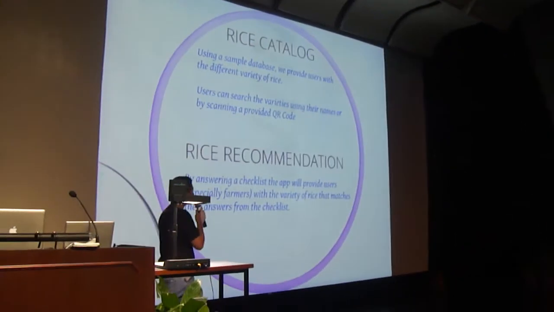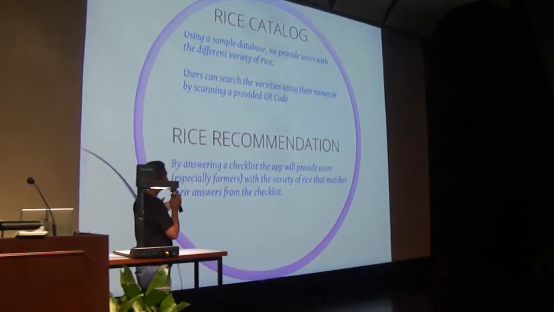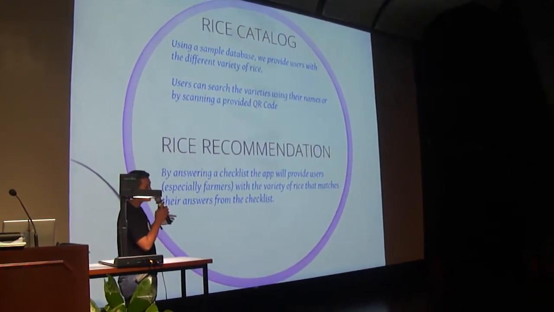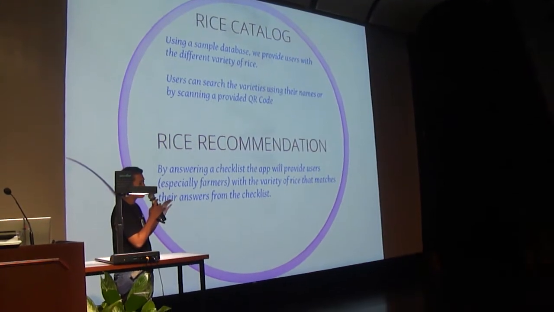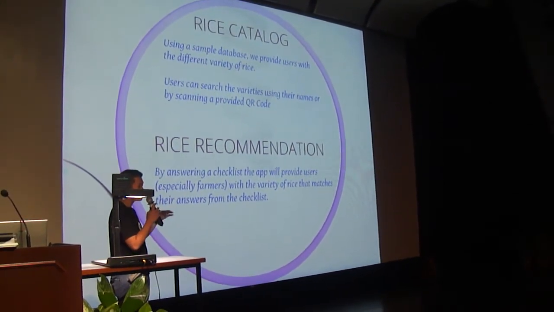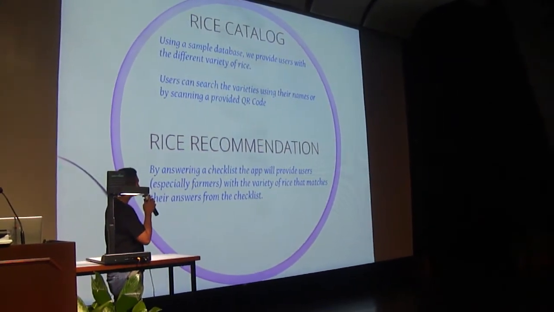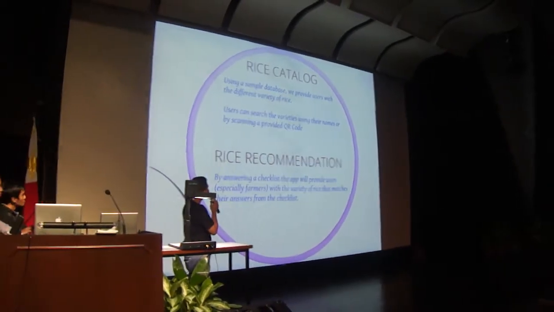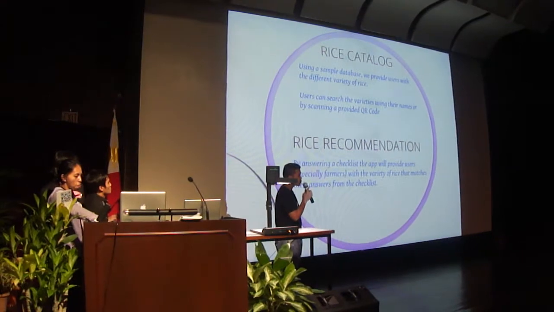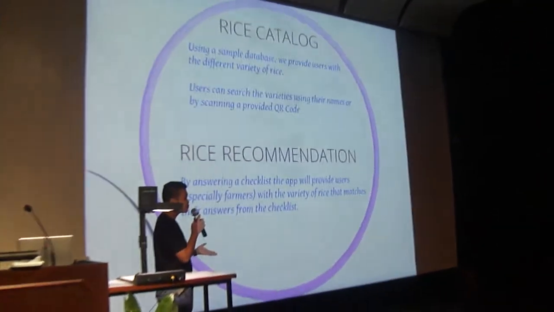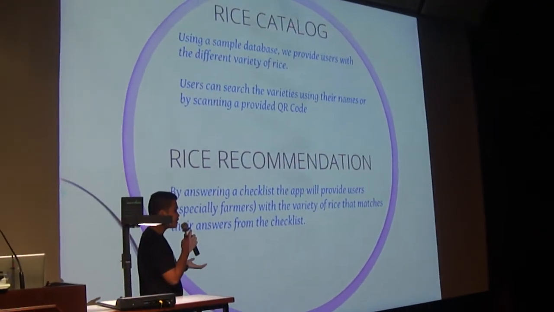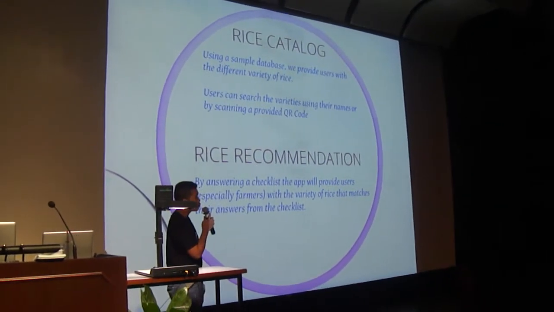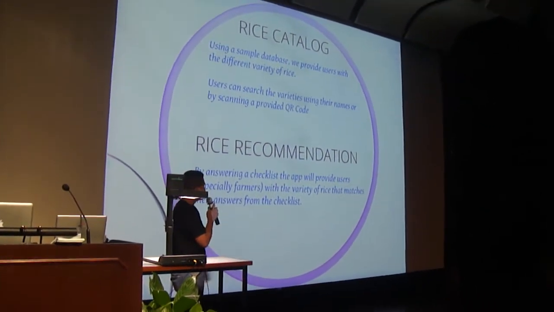So we have the rice catalog. This uses a simple database. Currently, what we're using for this demo is a sample database that we gathered from the internet. This provides users with different varieties of rice, and users can search the varieties using their names or common names like Mestizo or NCISRC150. Or maybe by scanning a QR code provided by an agency.